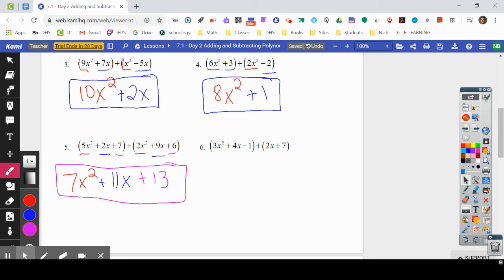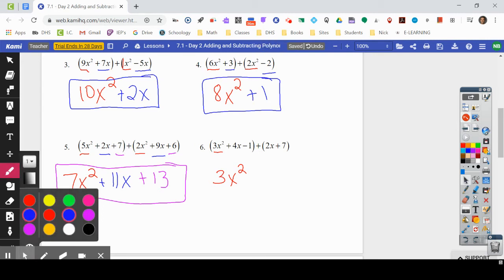All right, in our last example here for adding, we have 3x squared plus 4x minus 1, and we're going to add to that 2x plus 7. Again, we always want to start by looking for the term with the highest exponent, or the highest degree. When I scan here, I see a 3x squared, but I don't see any other x squared terms. That's okay, that means it just doesn't get added to anything, so I'll just drop that down. So we get 3x squared.